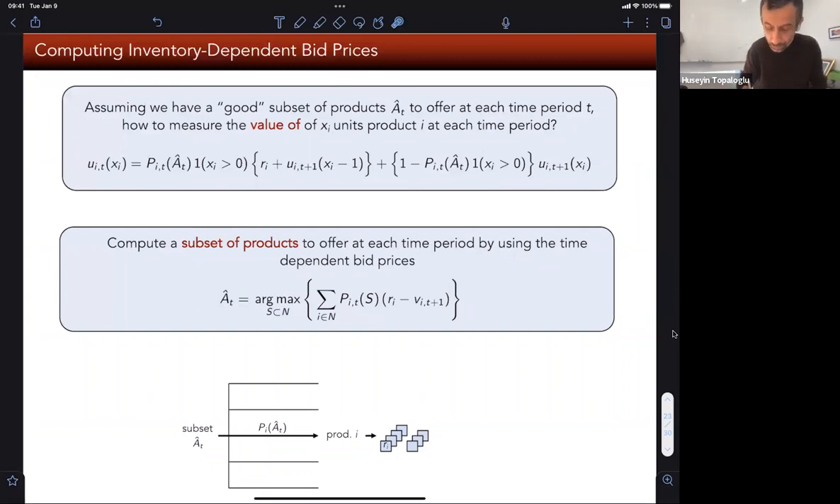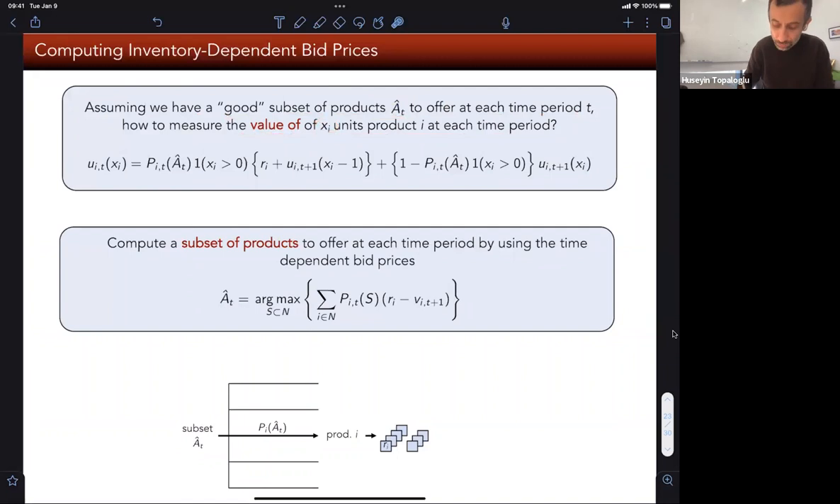Question number 1. Let's say that I have a good ideal assortment A hat T to offer at each time period T. So somebody gives me a good subset of products, a good assortment A hat T to offer at each time period T. Then the question I'm asking is, how do I measure the value of having xi units of product I at each time period T?